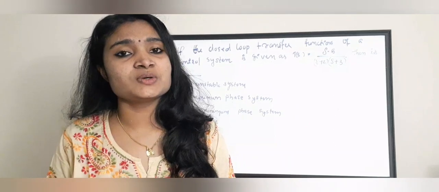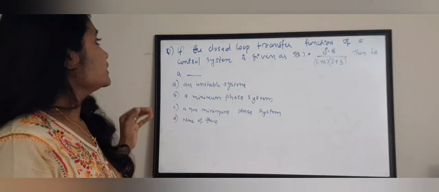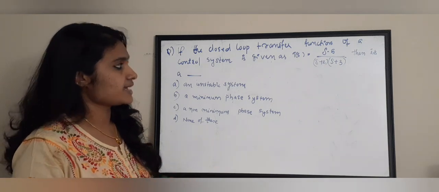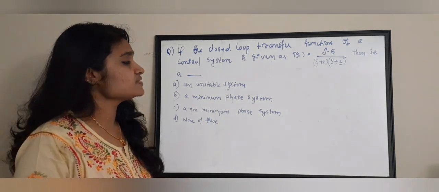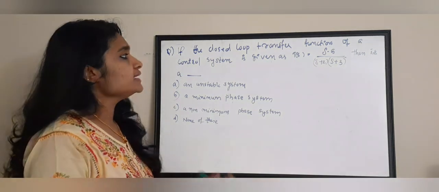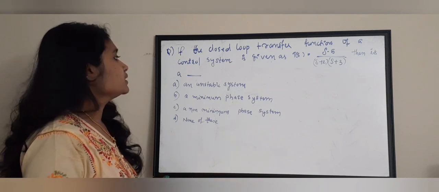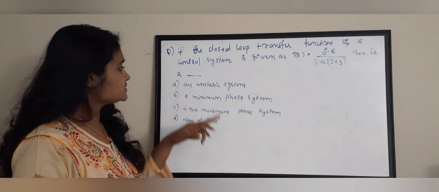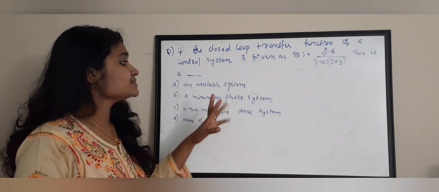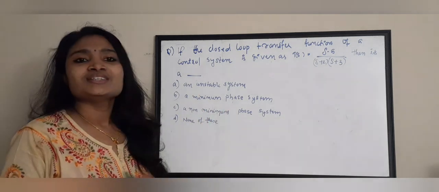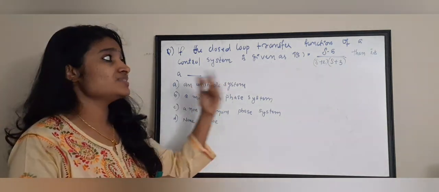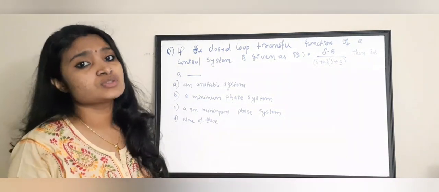The next question we are going to discuss is this. If the closed loop transfer function of a control system is given as T of s equal to s minus 5 by s plus 2 into s plus 3, then it's a dash. A, an unstable system. B, a minimum phase system. C, a non-minimum phase system. D, none of these. So they are asking what type of system the given system is. We have to find it from the transfer function.